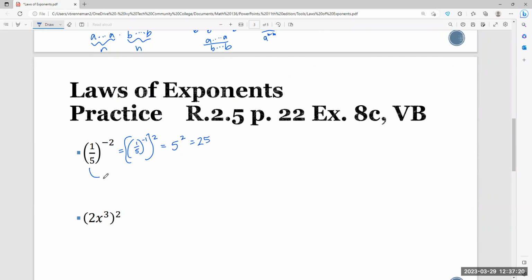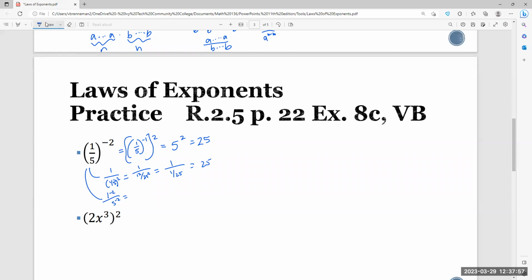Or I can say, well, the -2 power means that this is 1 over (1/5) squared. And that's 1 over 1 squared over 25 squared, 1 over 1/25, but that's 25. I could apply the -2, so it's 1 to the -2 over 5 to the -2.